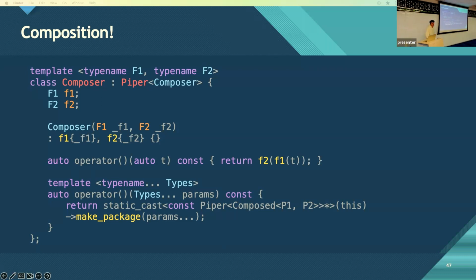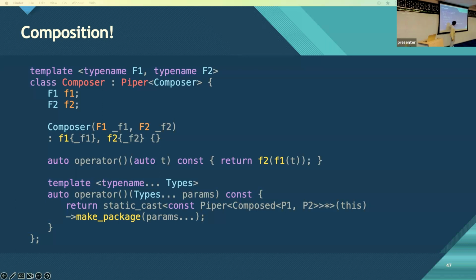I just had a question. Can you use the injected class name there where you're doing the static cast, or do you need to say composed of P1 and P2? Can you use the injected class name? What does that mean? Is it composer or composed? It's composer. I think you can use an injected class name. In my code I use composed, and here I use composer. That got mixed up, but they're the same. It should be composer, right?